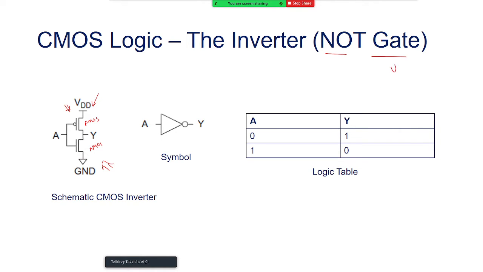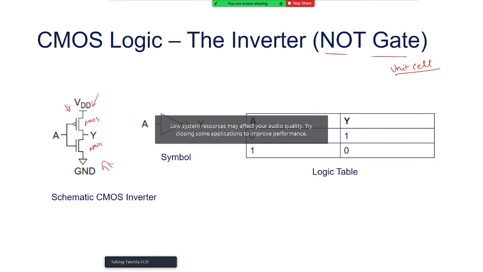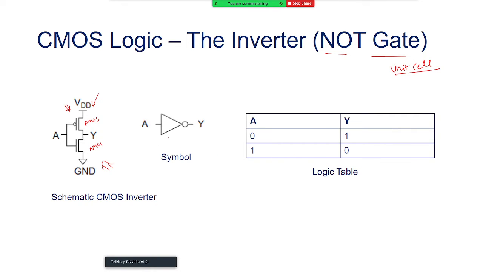We call it a unit cell. Always remember, this is the unit cell, just a simple cell of an inverter. This is how the symbol looks, and it says that Y is the inversion of A. So when A is at logic 0, Y would be 1. When A is at logic 1, Y would be 0. How? In terms of switches.